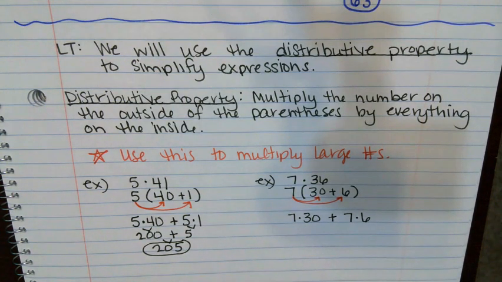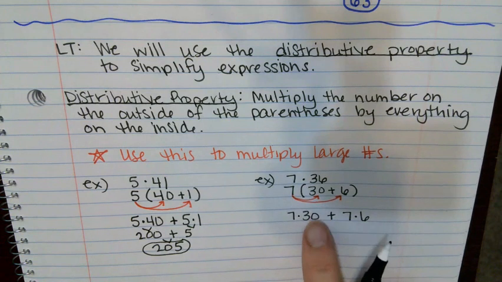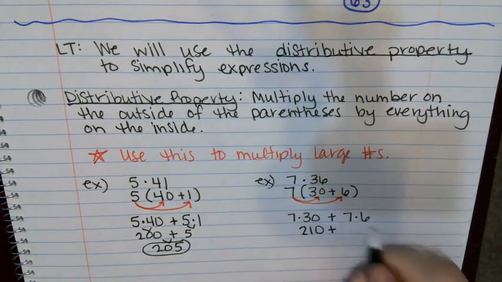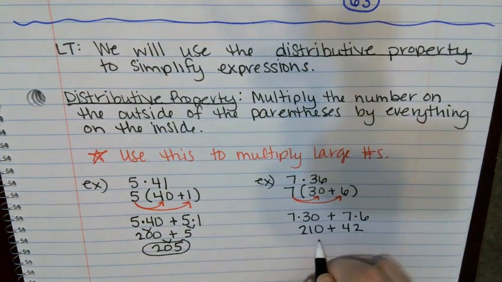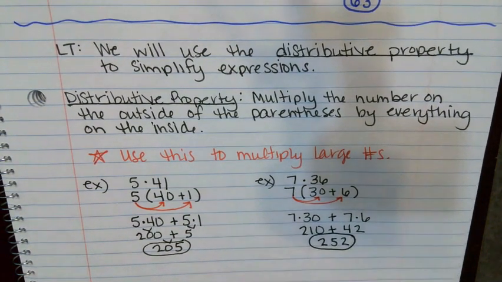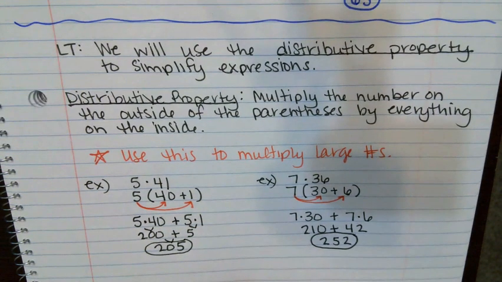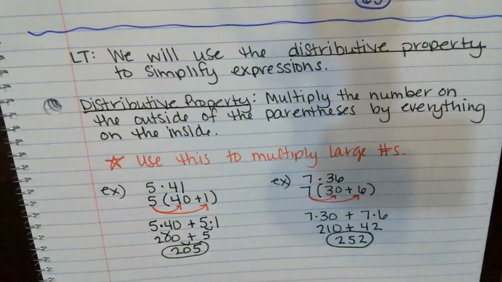Okay, do you see how I could do this mental math easier? 7 times 3 is 21. Add a 0, you get 210. 7 times 6 is 42. Look, I can add those easy, and I have 252. If you throw 7 times 36 in your calculator, you're going to get 252. Okay, I'm going to turn the page, and we're going to see why this is important right now.